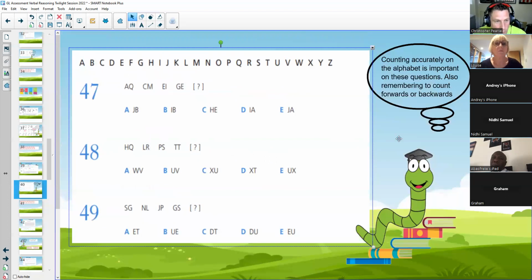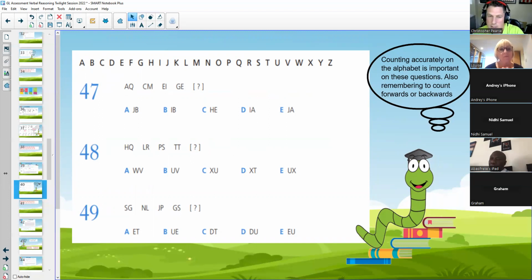So we've got 3 questions there. And again, I'd like you to have a go at those for us. See how you get on. Do feel free to type the answers in the chat feed as well and see how you're getting on.